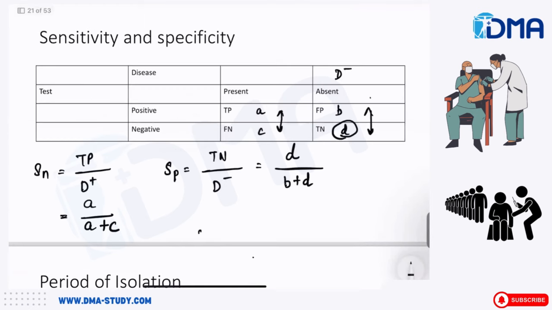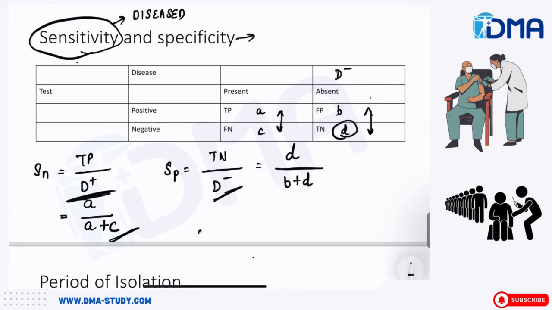Okay, next sensitivity, specificity. What is the important of sensitivity? Sensitivity is true positive divided by disease positive, which is equal to A by A plus C. Okay fine, specificity is true negative divided by disease negative. So what you have to remember here is that sensitivity has the ability to find who is diseased, while specificity is the capacity to find who is not diseased. So we are more focused on true negatives for specificity, and on true positives for sensitivity. Okay.